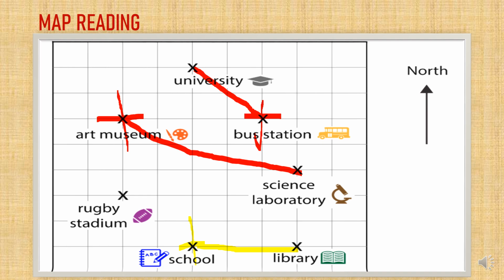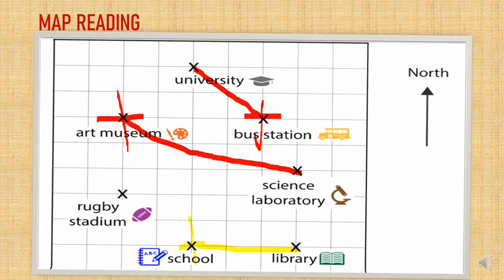I want you to do the direction of the school from the rugby stadium. Direction of the school from the rugby stadium. Show me in the comment section your answer. Then let me give you another illustration and example.